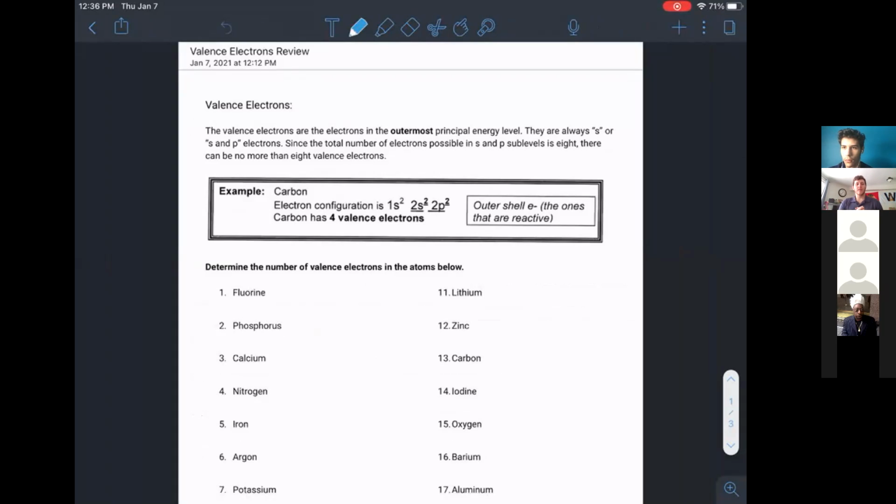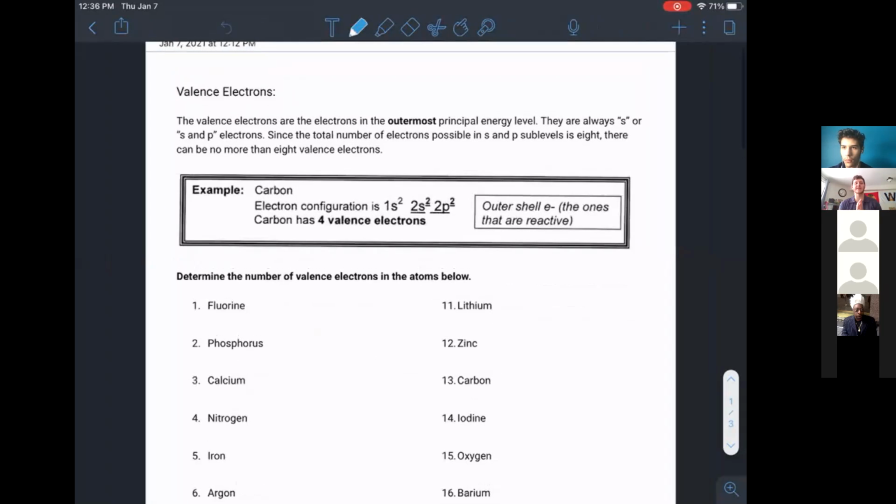For this first one, what we're doing is identifying the valence electrons. It says at the top that valence electrons are the electrons in the outermost principal energy level. So if we think about the electron configuration, which is something we did last semester, that's going to be beneficial. We had those S groups and those P groups. Our outermost valence electrons are the ones in the S and the P groups.